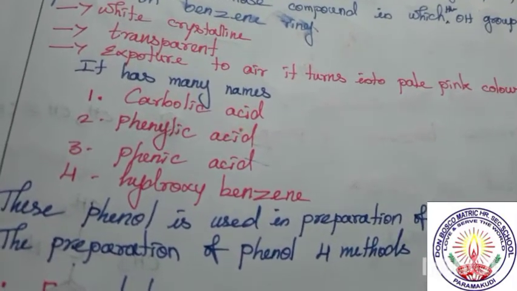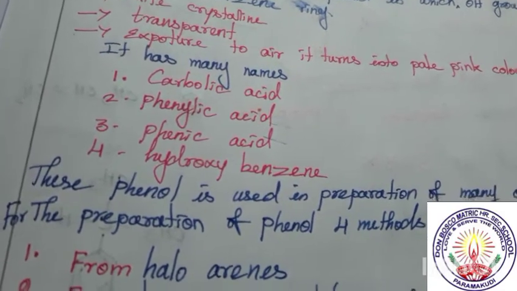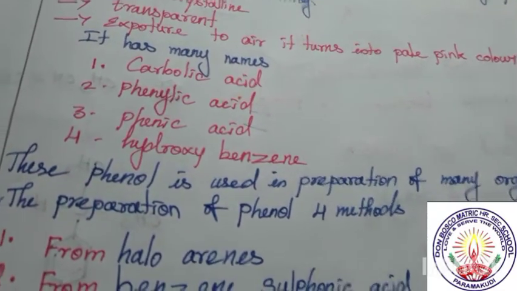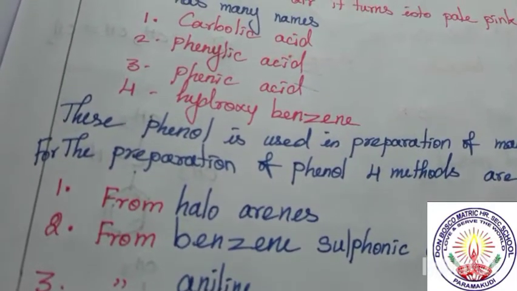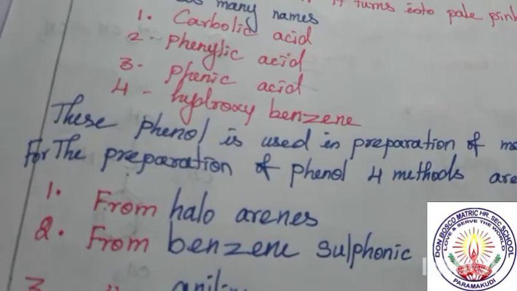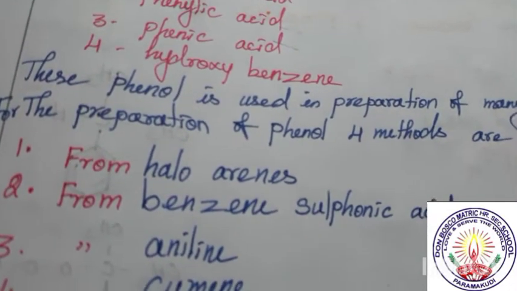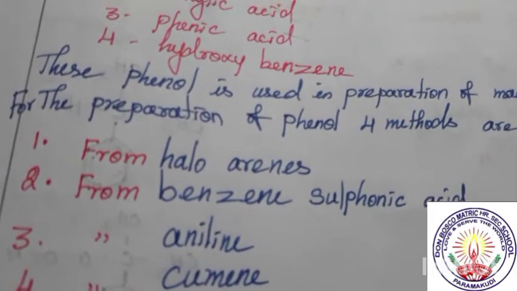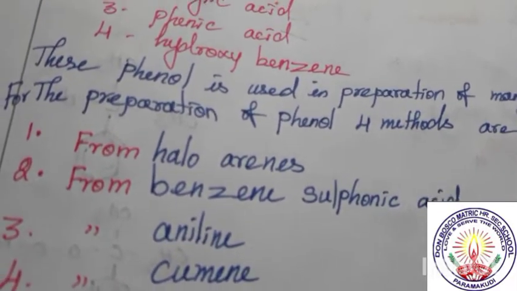நிறைய organic compounds prepare பண்ணுறதுக்கு we are using these phenols. For the preparation of phenol, 4 methods are given in our text. The first one is, we are preparing phenol from haloarenes. The second method is from benzene sulfonic acid. The third method is from aniline, and the fourth one is from cumene.